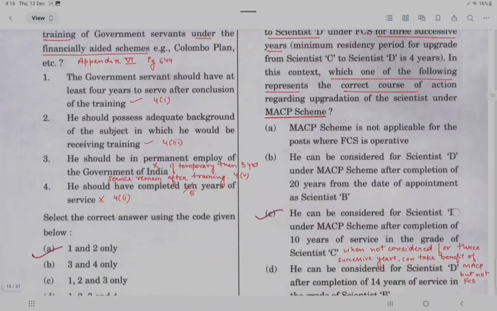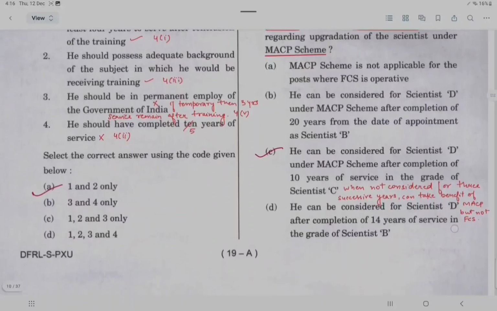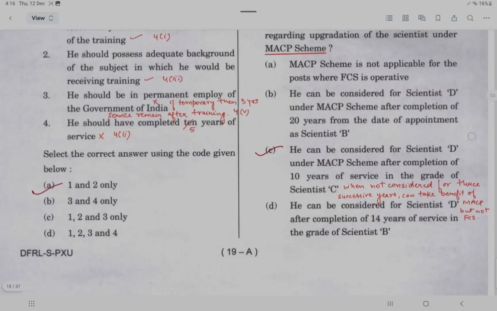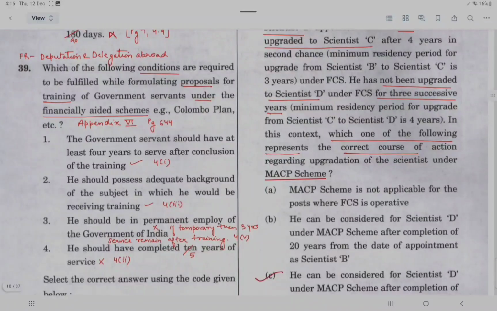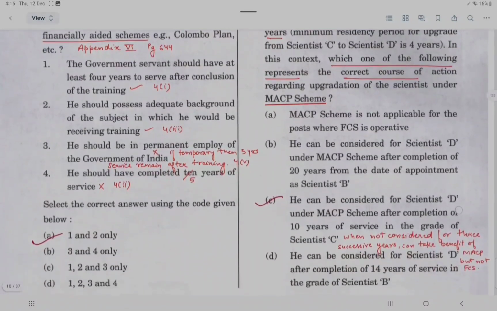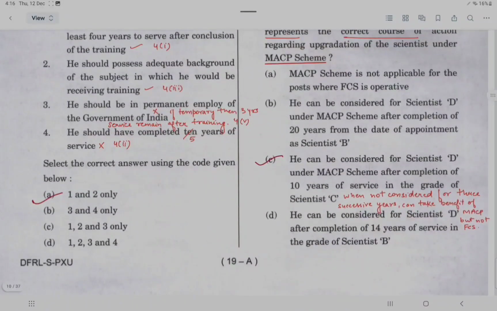So if you read FCS and some related rules, you will come to know that if for 3 years a scientist is not covered under FCS, he or she can take advantage of promotion or financial upgradation under MACP scheme. Therefore, option C is the correct option, that he can be considered for scientist D under MACP scheme after completion of 10 years of service in the grade of scientist C.